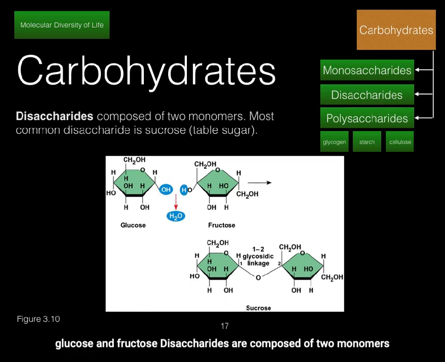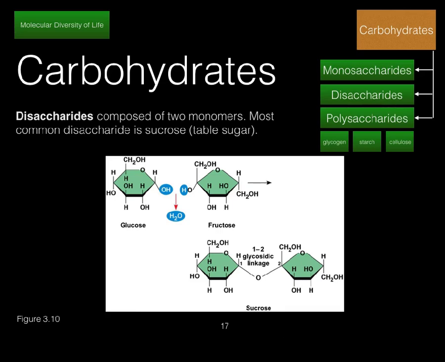Disaccharides are composed of two monomers of sugars. The figure on this slide demonstrates a glycosidic linkage between glucose and fructose, which forms sucrose, the most common disaccharide.